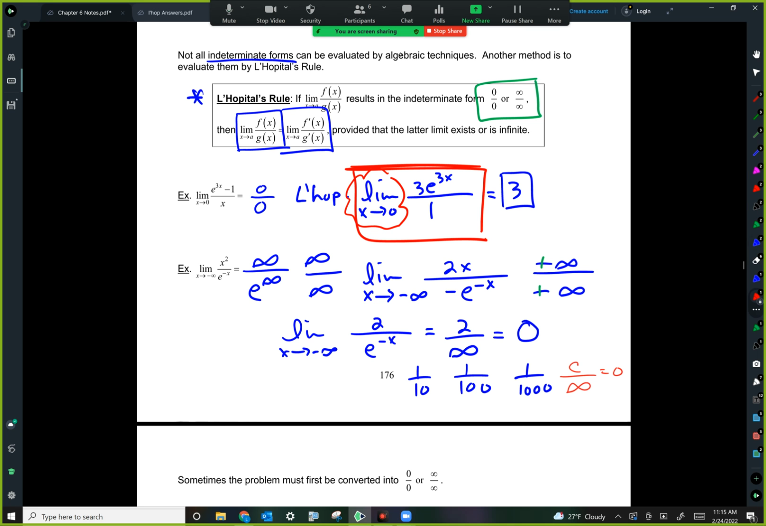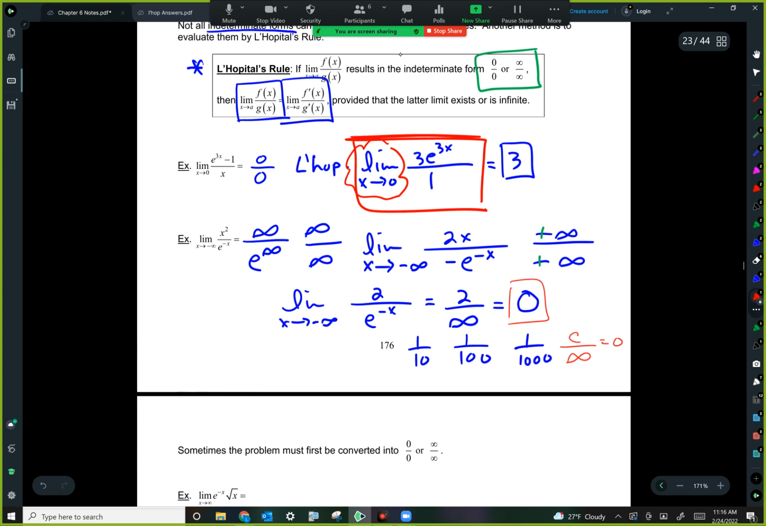Okay? So here I ended up with a constant over infinity, and so that's how I knew my answer was 0. Okay? Let's try another one.